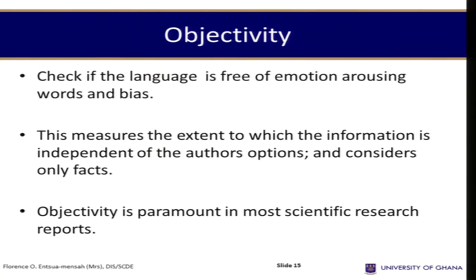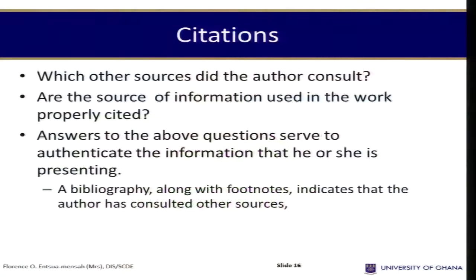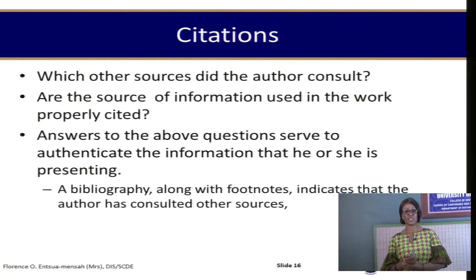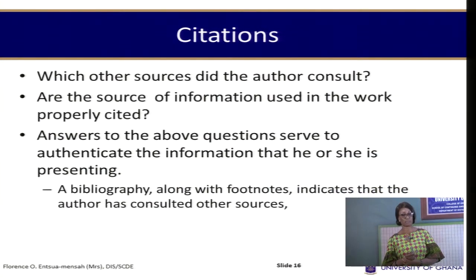The next criteria is objectivity. Check if the language is free of emotion-arousing words and bias. This measures the extent to which the information is independent of the author's opinion and considers only facts. Objectivity is paramount in most scientific research reports. The next one is citation. Which other sources did the author consult? Are the sources of information used in the work properly cited? Answers to the above questions serve to authenticate the information that he or she is presenting.